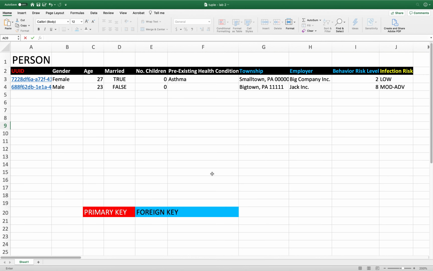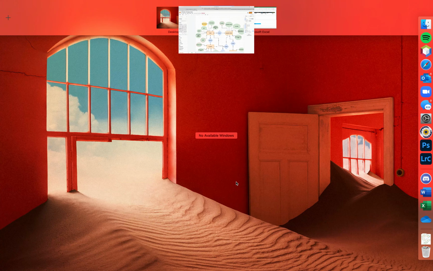As you can see in this tuple for the person entity, we have a primary key, which would be the universally unique user identifier. We didn't want to track people's identity in this situation, so we decided to come up with a universally unique user identifier, and that's what will reference the person. That would be our primary key for the person entity, but the person entity also has township, employer, and behavior risk levels, which are foreign keys or primary keys for other entities.